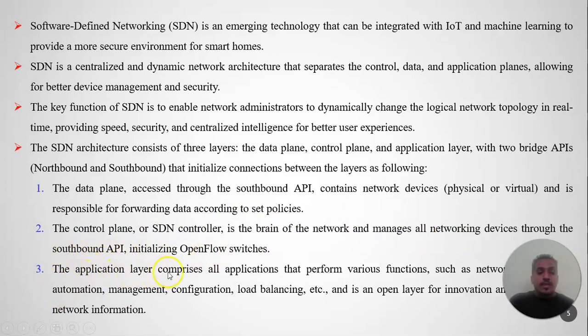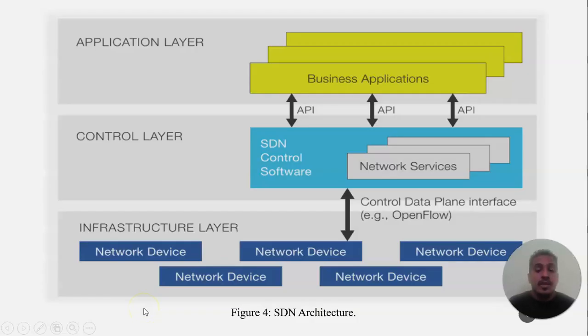The application layer comprises all the applications that perform various functions such as network authorization, authentication, management, configuration, load balancing, etc. It is an open layer for innovation and utilization of network information. Here, the SDN architecture consists of three layers: the application layer, as mentioned above; the middle layer, which is the control layer or SDN layer; and the infrastructure layer, which is the device network.